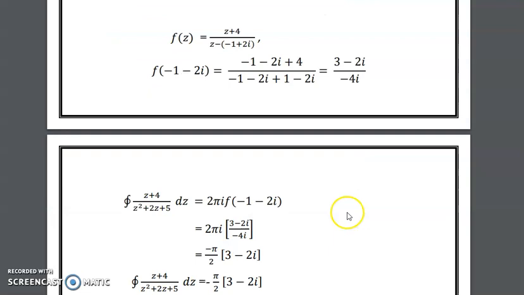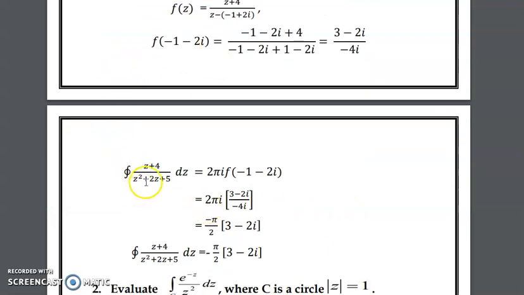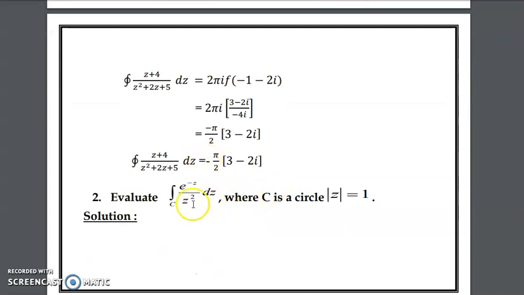So integral z plus 4 divided by z square plus 2z plus 5 dz equals 2 pi i into f of minus 1 minus 2i. So replace that value: 3 minus 2i divided by minus 4i. So i cancels, and 2 and 4 cancel. You get the value minus pi divided by 2 of 3 minus 2i. So this is our final answer. Next, second question.